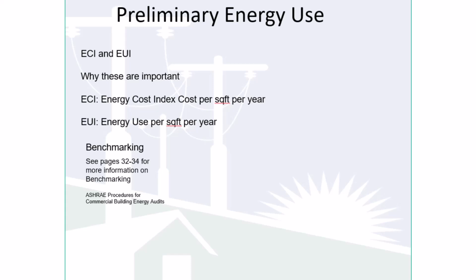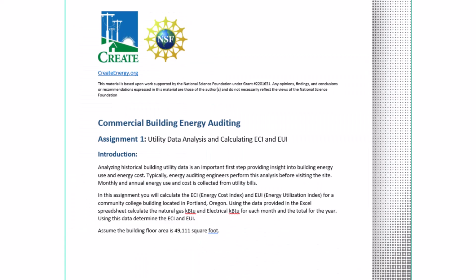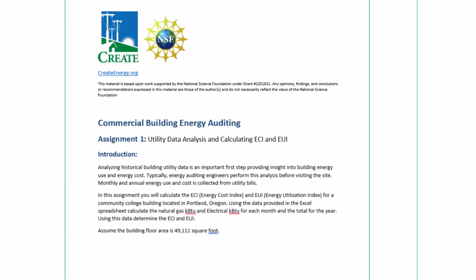Now at this point, you will have an assignment to do, assignment 1, and a quiz based off of the information provided in module 1A. So here is assignment number 1, titled Utility Data Analysis and Calculating the ECI and EUI. You're going to take some historical building utility data, which I will give to you, and you will calculate the energy cost index and the energy utilization index for a community college building in Portland, Oregon.